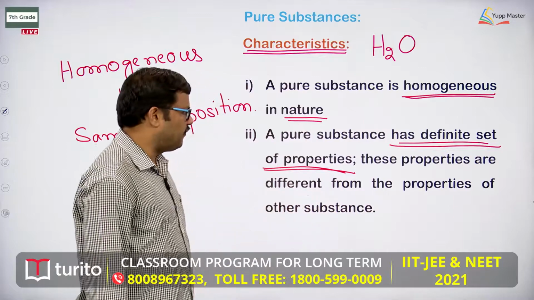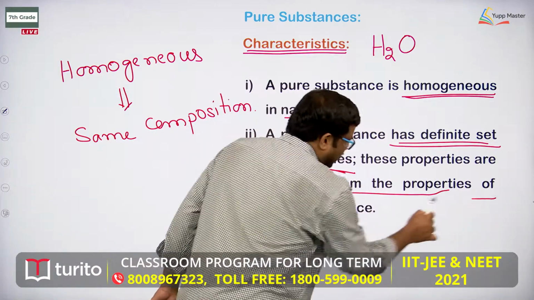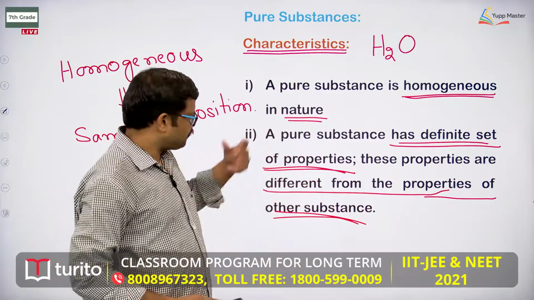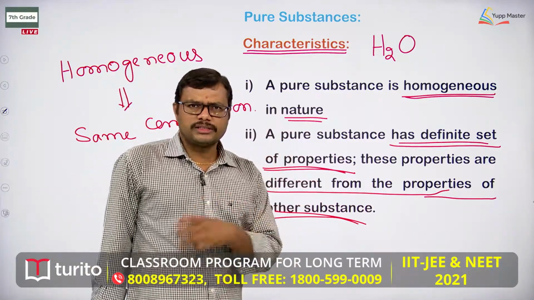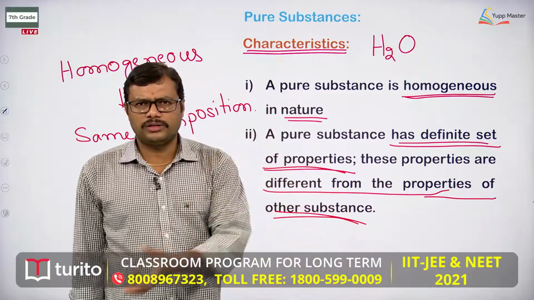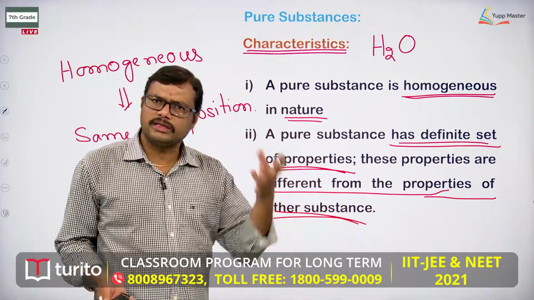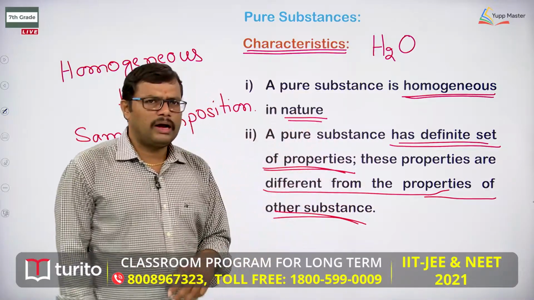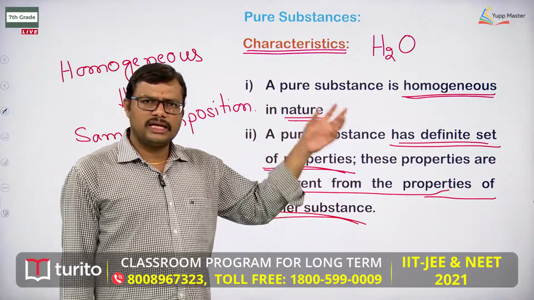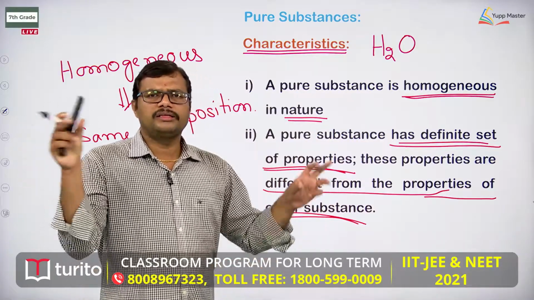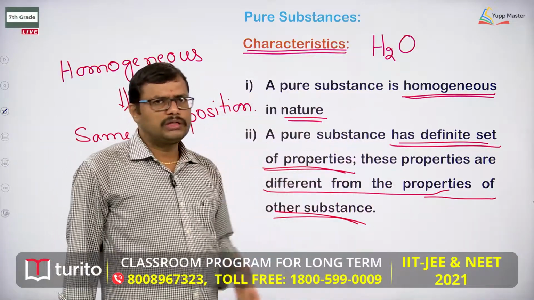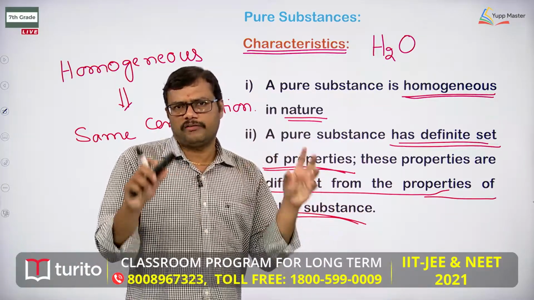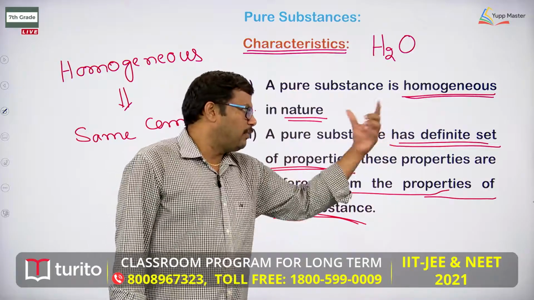These properties are different from the properties of other substances. For example, when you take hydrogen and oxygen, their melting points are different because both are different substances. The boiling point of water and the boiling point of ethyl alcohol are different, because ethyl alcohol is a different compound, water is a different compound. So, different pure substances will have different sets of definite properties. So, definite properties are present.